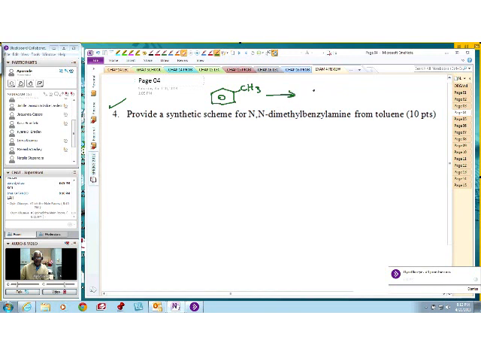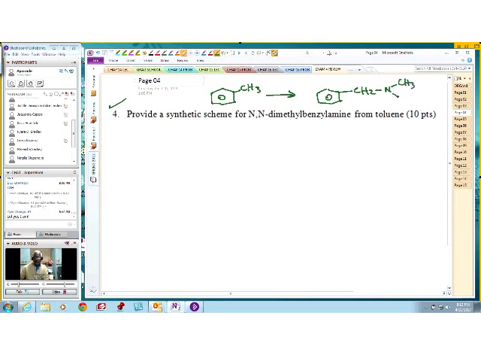To this here. From toluene to this molecule here. This is N,N-dimethyl benzylamine, going from our toluene. Does anybody know what we need to do here?